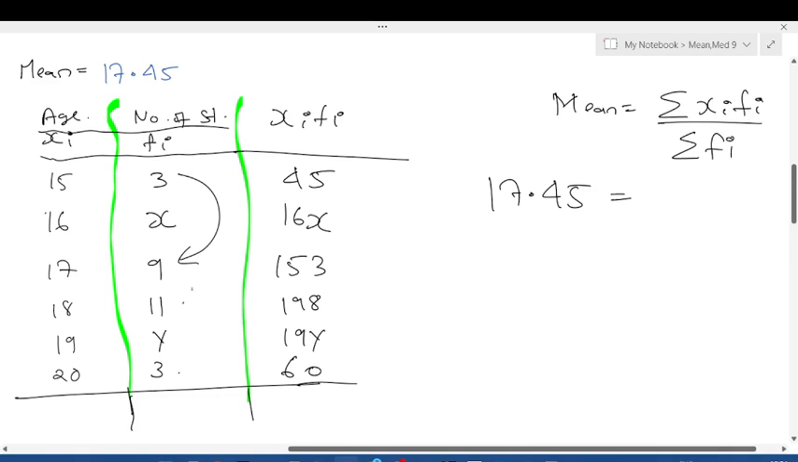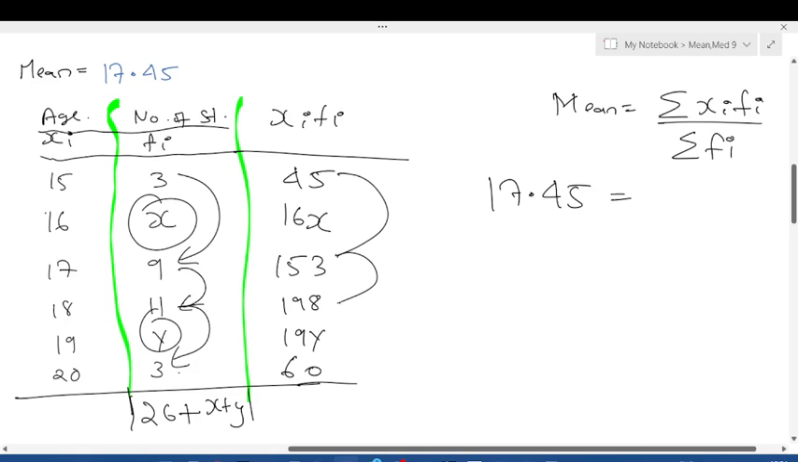3 plus 9 plus 11 plus 3. Add 11 plus 9. How much is 11 plus 9? Yeah, 20 plus this is 26, plus the two unknown variables. Okay, your two variables are missing. Next, add 45, 153, 198 and 60.